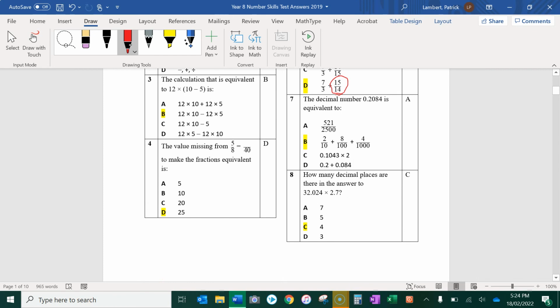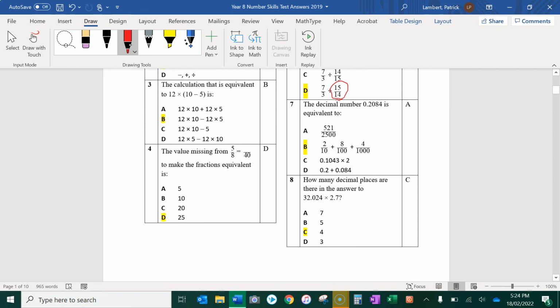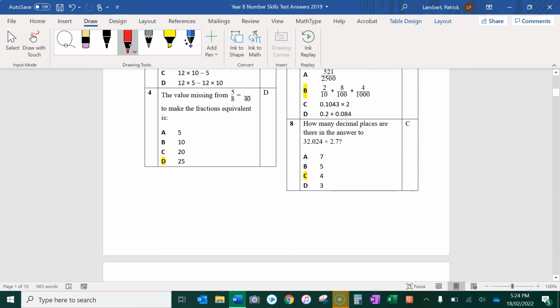The decimal equivalent to this, right? You've got 1, 2, 3, 4 decimal places after the decimal point, so you're going to have 4 zeros here. So you've got 2 tenths, 8 hundredths, then you've got 4 hundredths there. All right, it's a decimal equivalent to that fraction.